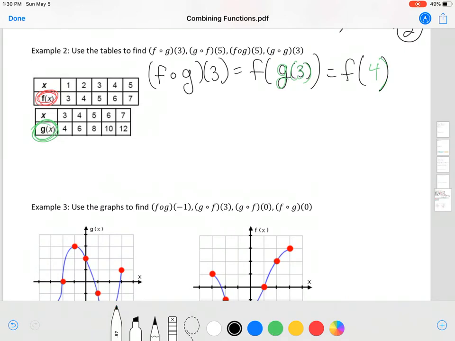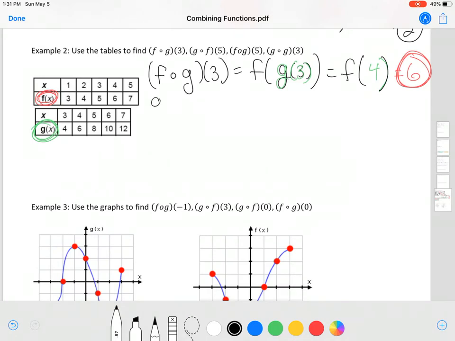Now I'm going to find f of 4. So now I'm going to look at the red table, which is marked as f of x. So when I look at x is 4, f is going to be 6. So my final answer will be 6 for that.